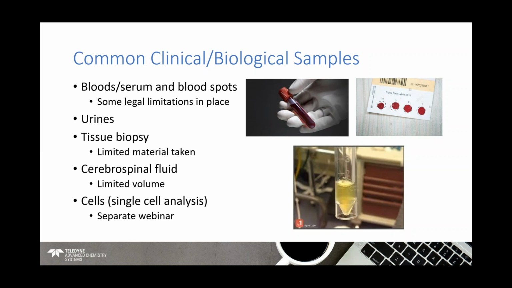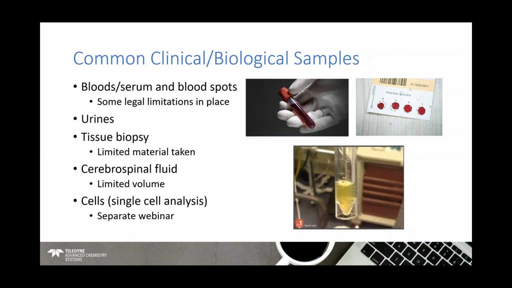Urines, again, there's not typically a problem with sample volume there, but there might be in some cases when you're looking at certain studies, particularly involving animal studies. Tissue biopsies, again, there can be limited material taken from the point of view of the biopsy. So you can take that limited amount of material, do a digest, and take the small amount of liquid that you get from that and introduce it to an ICP-MS via the MVX.